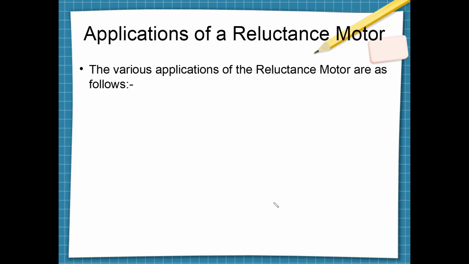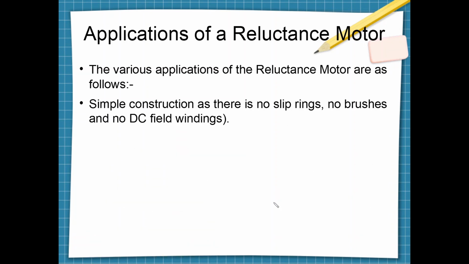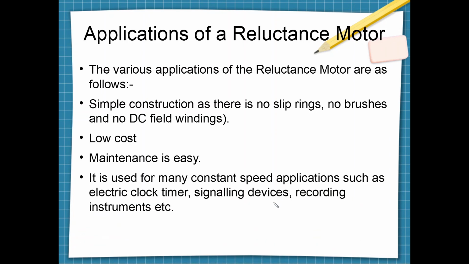So moving on to the applications of reluctance motor. The various applications of reluctance motor are as follows. Simple construction, as there are no slip rings, no brushes, and no DC field windings. It is of low cost, maintenance is easy. It is used for many constant speed applications such as electric clock timers, signaling devices, recording instruments, etc. They are quite similar to each other, but this varies with the application we want, the result we want to get from the motor.